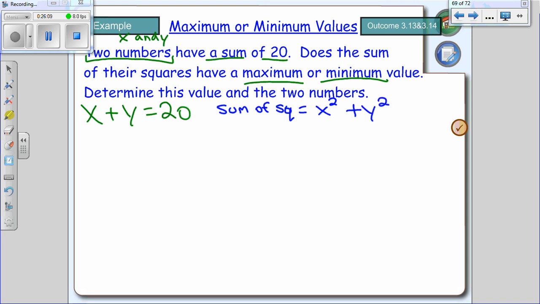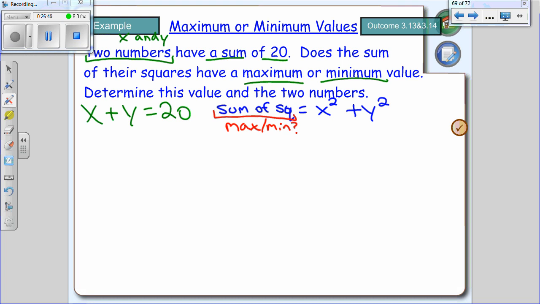The question says, does the sum of their squares have a max or a min? And then what is the maximum or minimum? Knowing what the question's asking is like half the battle, and setting it up is the other half. You guys get pretty good at the calculator stuff. How do I find maximums or minimums? I graph them. I can't graph something unless I get rid of one of these variables.